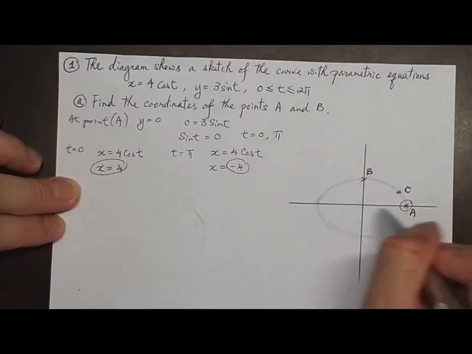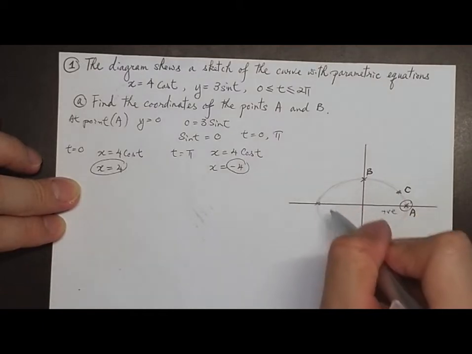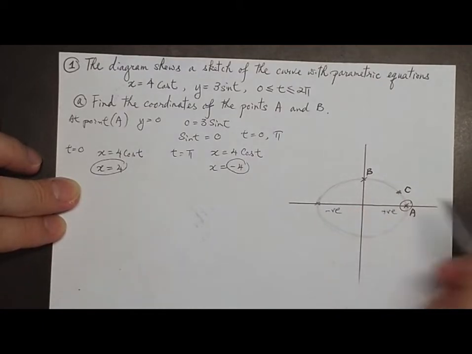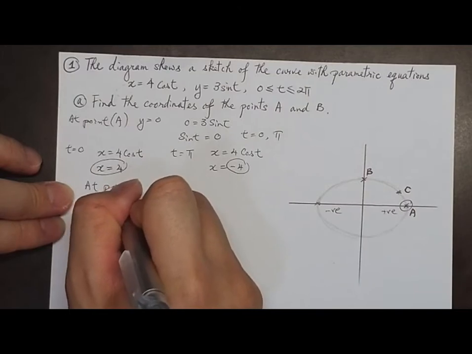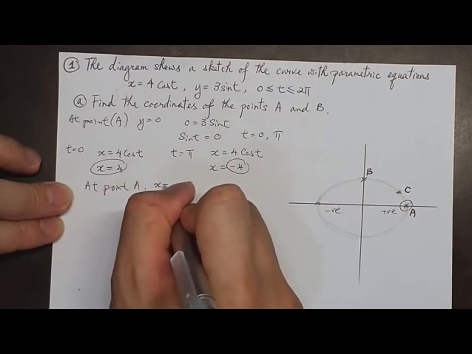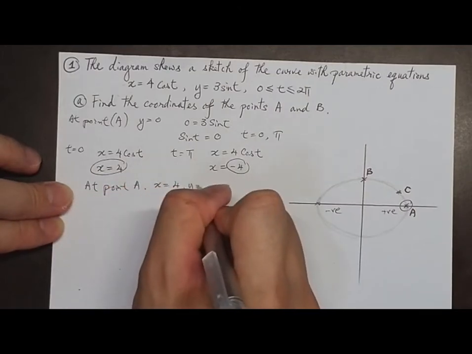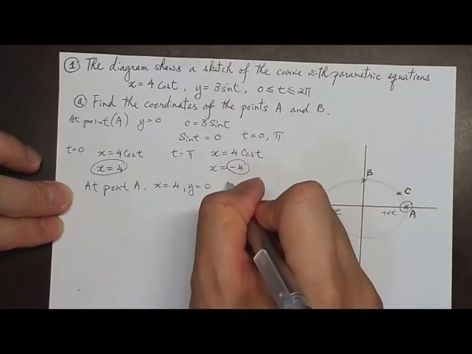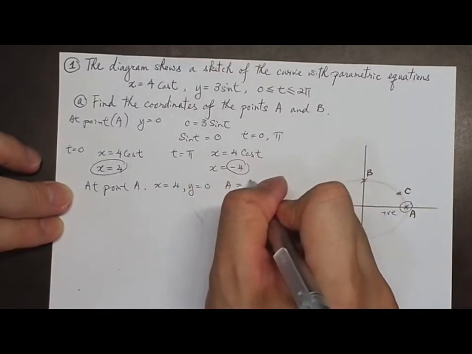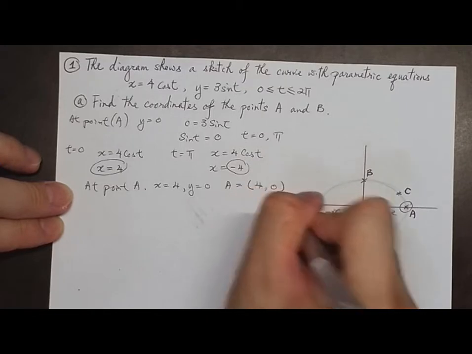At point A, x is positive. At this point, x is negative. So at point A, x is equal to 4 and y is equal to 0. So the point A is 4, 0.